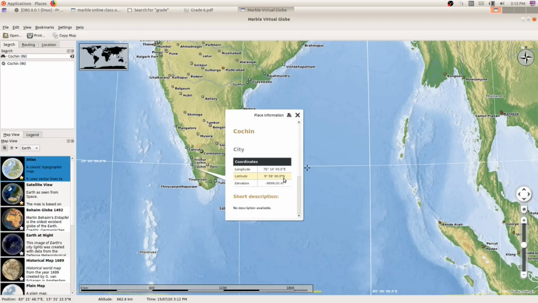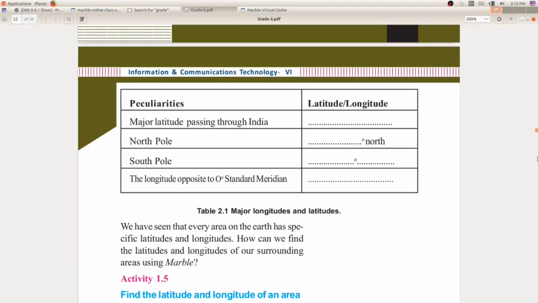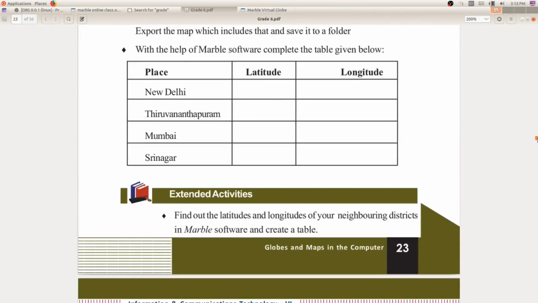Okay, my dear students, you don't worry about these things, you just note down these numbers exactly like that. Okay, so in your page number 23, you can see a table like this. In that you have to fill out the values of latitude and longitude. Don't worry, we will do the practical session when the schools are reopened, and I will show you one more example, this Thiruvananthapuram, in Marble.